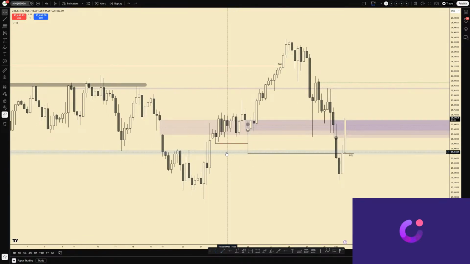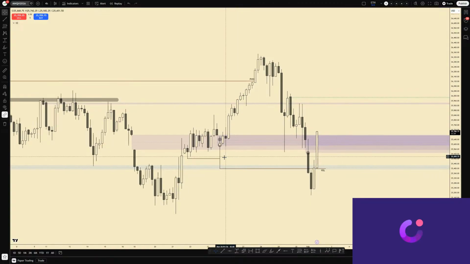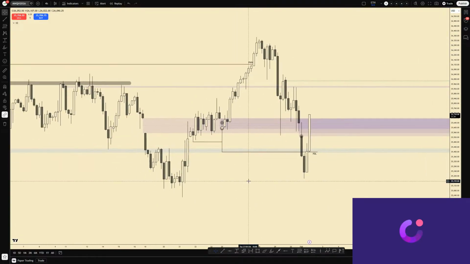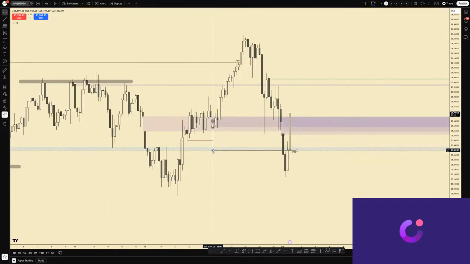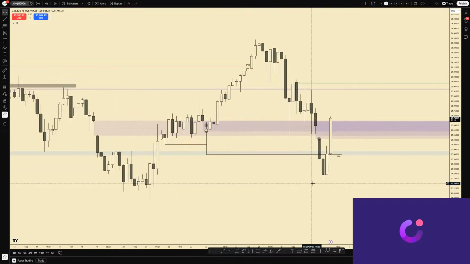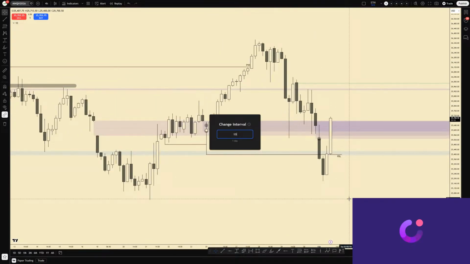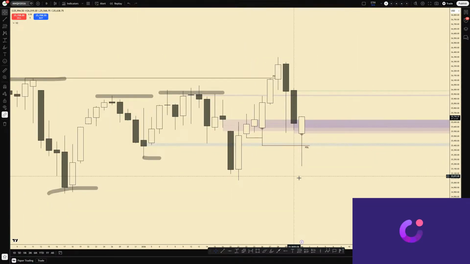Price used this to create an SPS. It went back higher. Now it came back to test this move origin and sweep this low. So today price looks a little bullish, but there is one problem with trading these kinds of price actions.